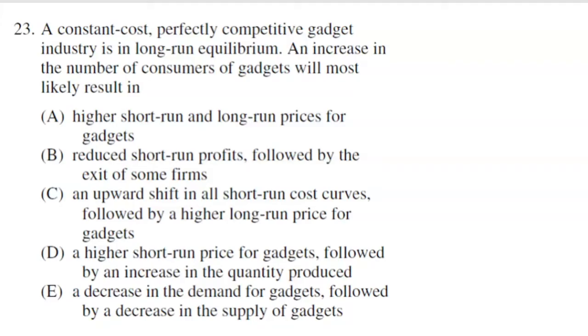So question 23. A constant cost, perfectly competitive gadget industry is in long-run equilibrium. An increase in the number of consumer gadgets will most likely result in what? Here, it doesn't matter constant or increasing, although it technically does. Constant cost is just what we've been doing with our perfectly competitive graphs. And so if they're in long-run equilibrium, an increase in the number of consumer gadgets will do what?